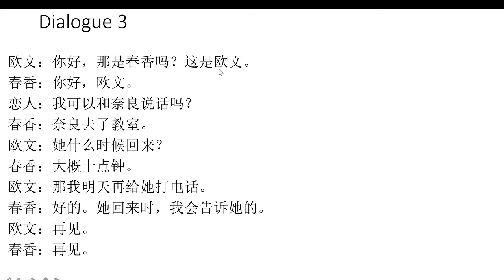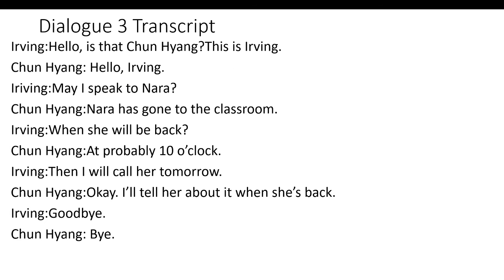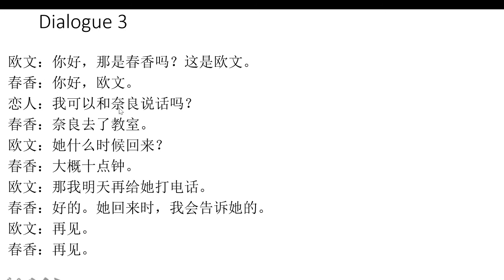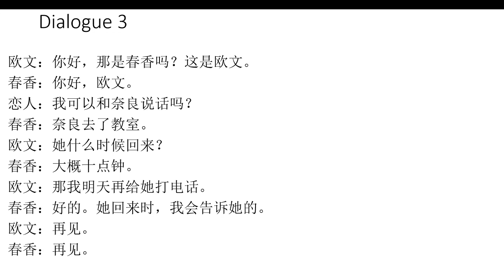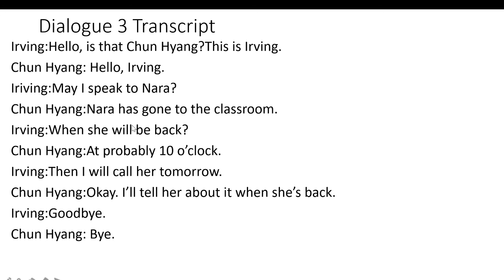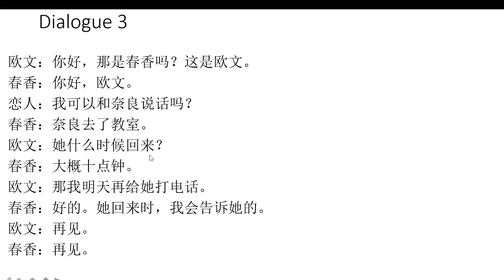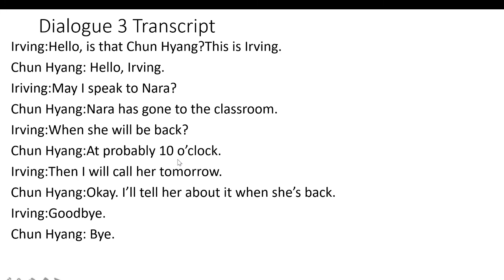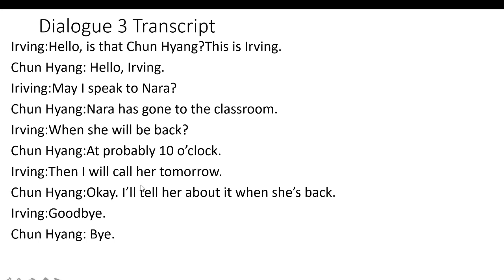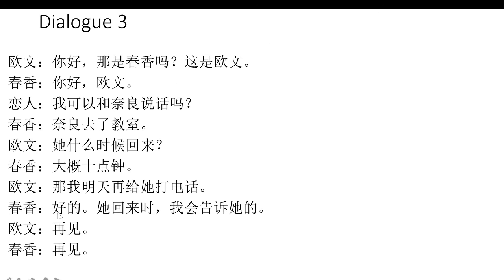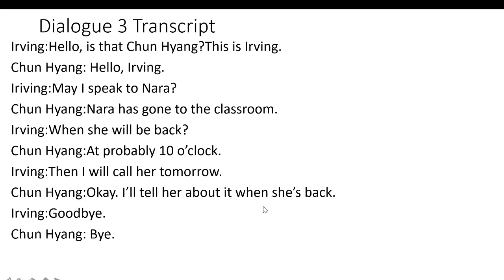你好,那是春香吗? 这是欧文。Hello, this is 春香, this is Irwin. 你好,欧文。Hello, Irwin. 我可以和太郎说话吗? May I speak to Nara? Nara 去了教室。Nara went to the classroom. 她什么时候回来? When she will be back? 大概10点钟。Probably at 10 o'clock. 那我明天再给她打电话。Then I will call her tomorrow. 好的,她回来时我会告诉他们。Okay, I'll tell her about it when she's back.